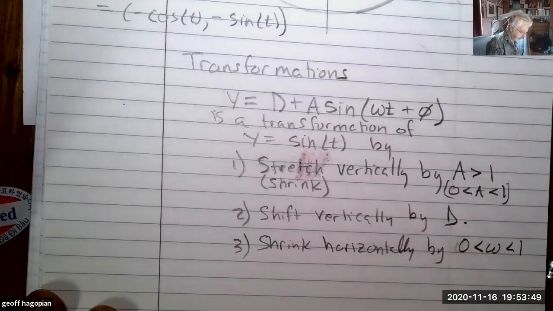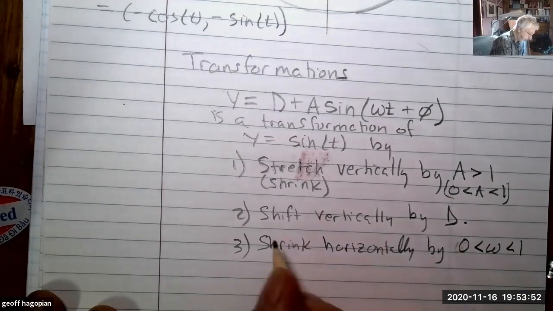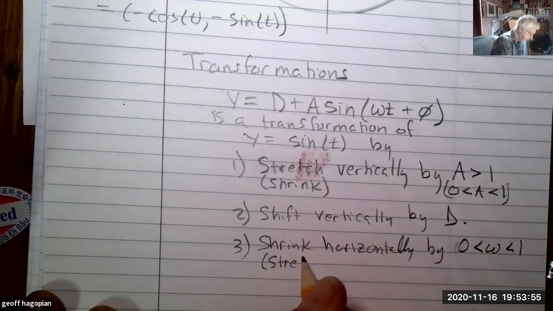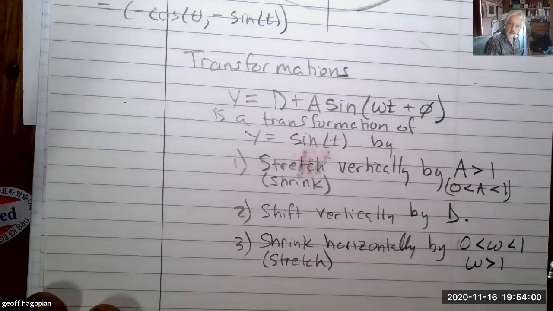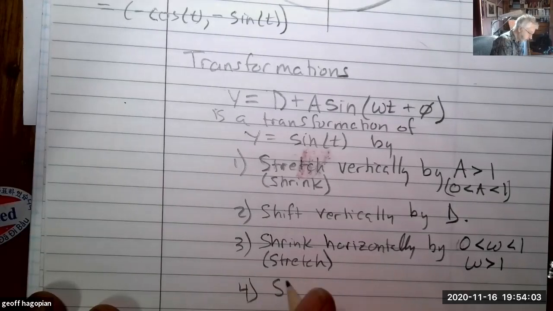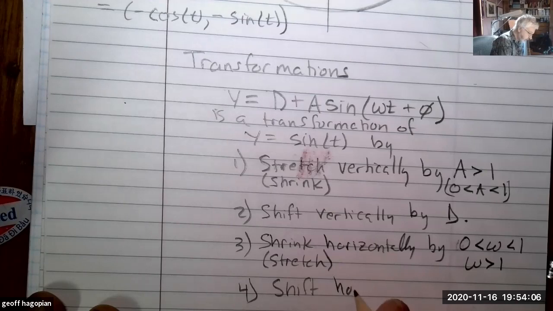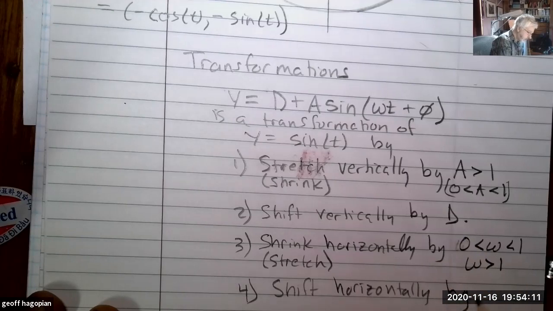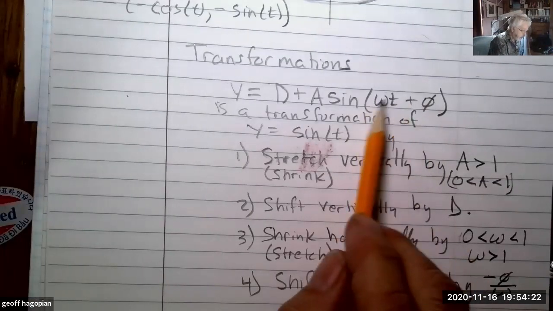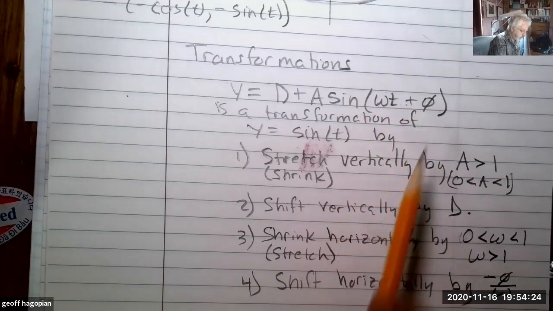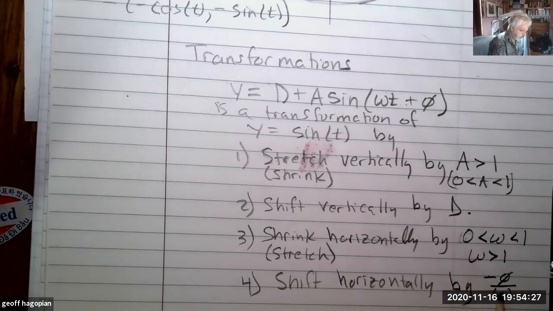Now, if omega is negative, then we also have reflection across the y-axis, but this could also be a stretch if omega is bigger than 1. And finally, shift horizontally by what? You've got to do a little bit of algebra to see that it's by negative phi over omega. When you factor out the omega here, you'll have t plus phi over omega, and that would then be a shift to the left.